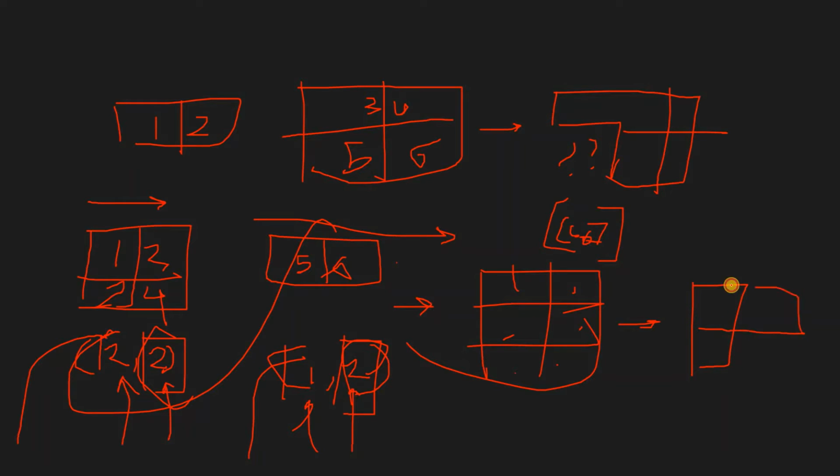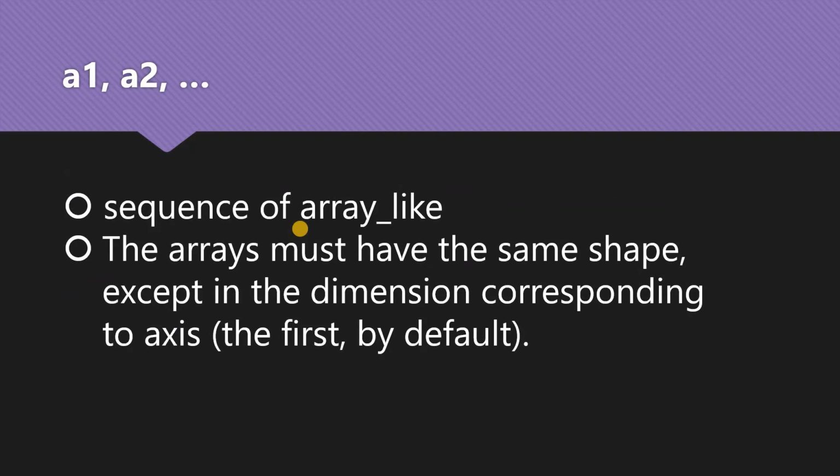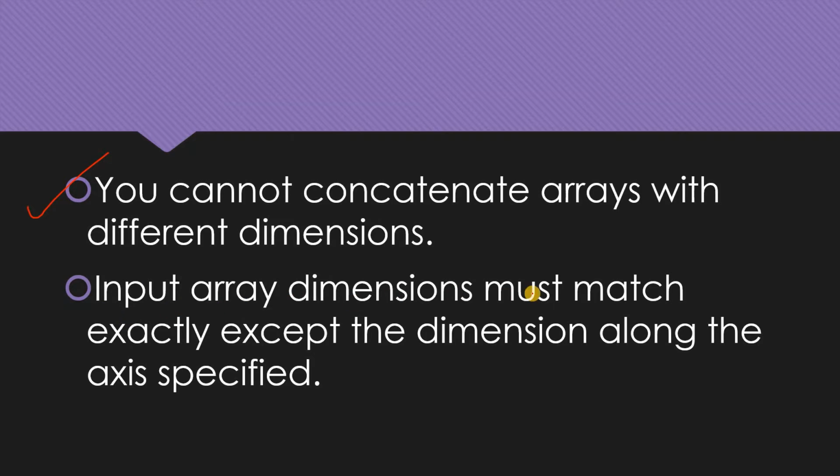Now I am writing in really bad handwriting, but still the joined array will be kind of like this. So what will be over here? It is a question mark. So what will you do over here? That's why the rule is, I'll again go back to the slide. Input array dimensions must match exactly except the dimension along the axis.